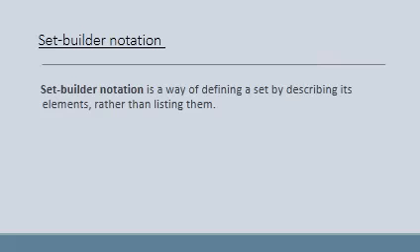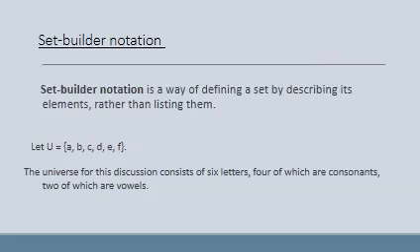Now let us talk about set builder notation. Set builder notation is a way of defining a set by describing its elements rather than listing them. So instead of listing the elements, I'm going to describe them. For example, {A, B, C, D, E, F}. I can say that it consists of 6 letters, 4 of which are consonants and 2 of which are vowels. But how is this written?